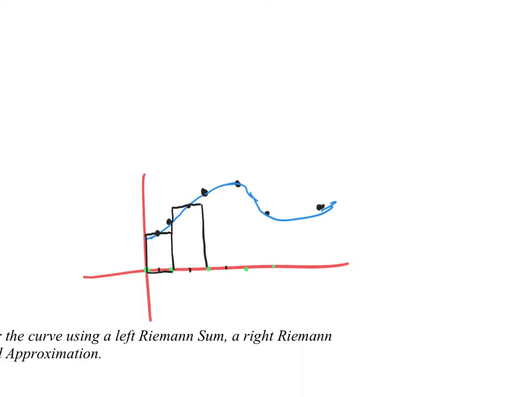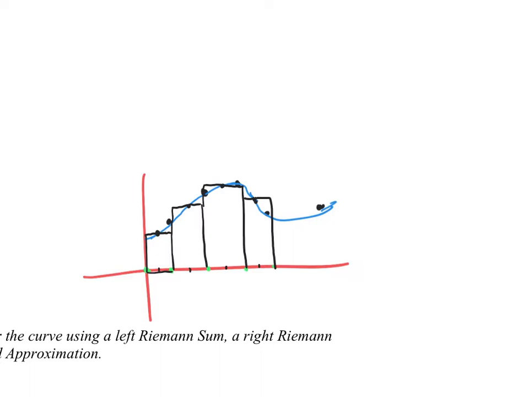The next rectangle would have a midpoint about there. So your next one would be approximately here. You can see that there's a little bit above and a little bit below of each of these values, but the midpoint is dictating the height of the rectangle. So a left Riemann sum, the left side would dictate the height of the rectangle. A right Riemann sum, the right side would dictate the height of the rectangle, and so on.